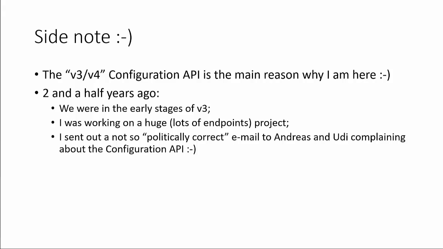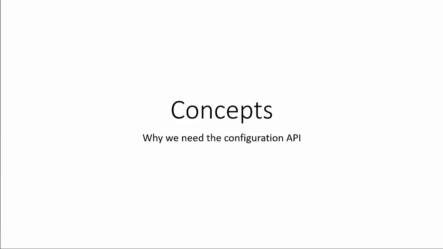The aim of this webinar is to show you how the V3 and V4 configuration API works, and then introduce the new V5 configuration API with all its new features and all its new settings and all its new behavior to configure your endpoints and your daily job with NServiceBus.